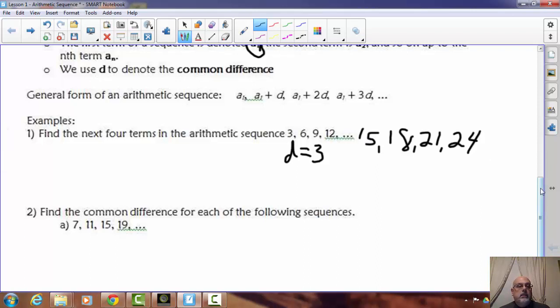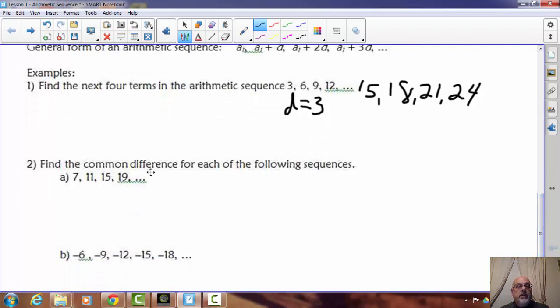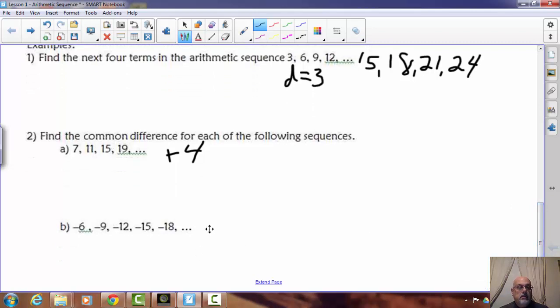So let's take a look at this one. Find the common difference for each of these sequences. How do you get from 7 to 11? The difference is adding 4. If we look at this last one, the numbers are going down, so our D will be negative, and the D here is minus 3.